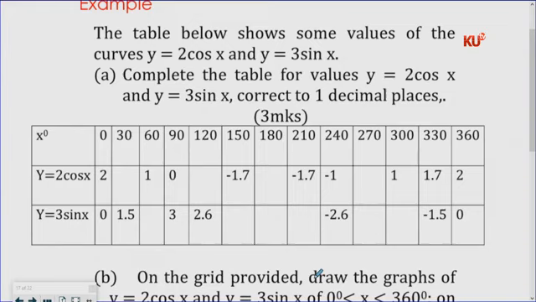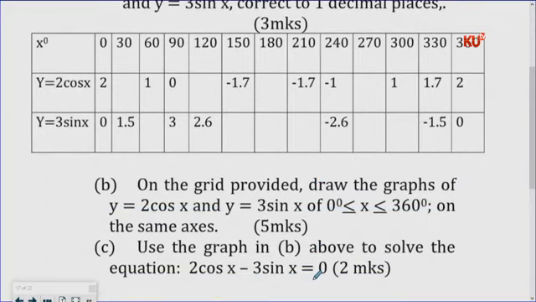10 marks. The table below shows some values of the curves y is equal to 2 cos x and y is equal to 3 sin x. So the first part is to complete the table for values y is equal to 2 cos x and y is equal to 3 sin x. Correct to 1 decimal place, 3 marks. On the grid provided, you draw the graph of y is equal to 2 cos x and y is equal to 3 sin x. The range of x is given 0 degrees to 360 degrees on the same axis.